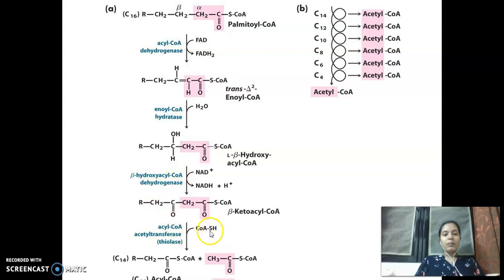Next, the coenzyme A again comes into the picture, and we get formation of acyl coenzyme A and acetyl coenzyme A. So again, this will break down further until all the units are converted to acetyl coenzyme A.